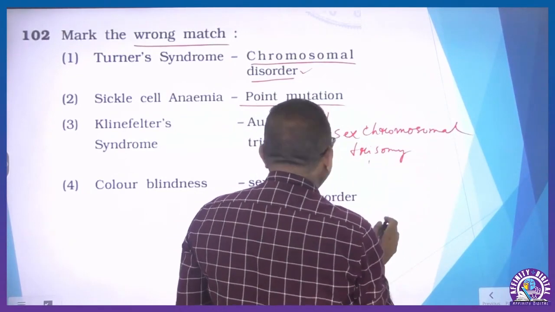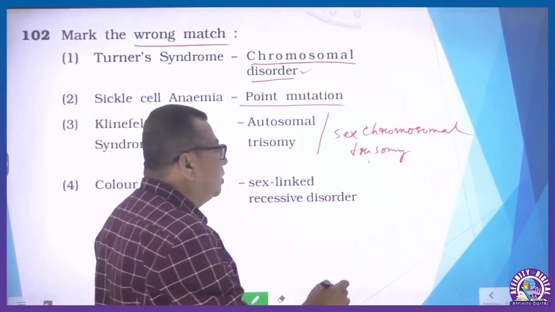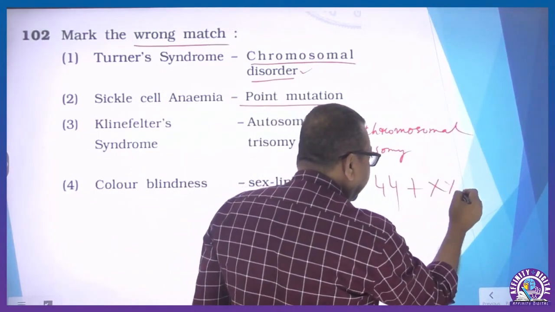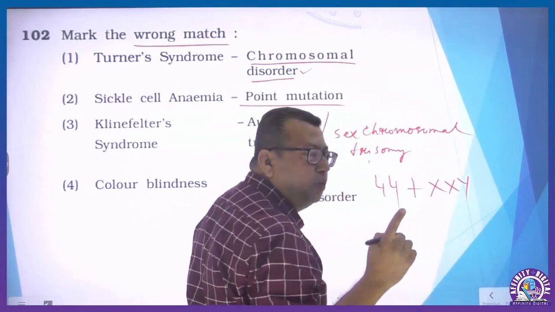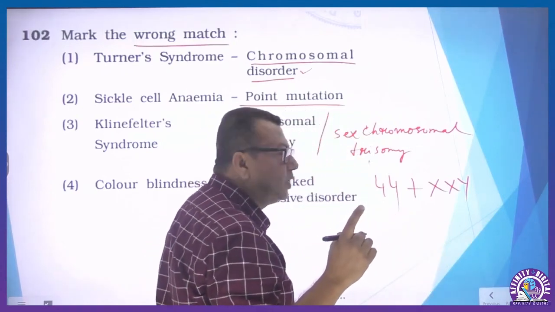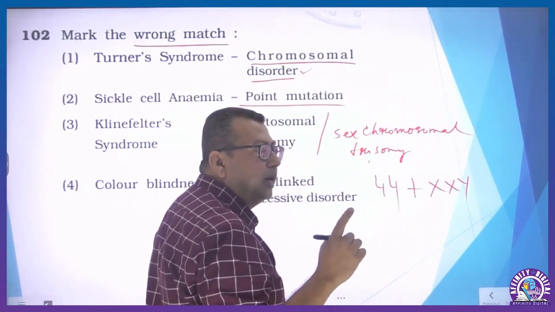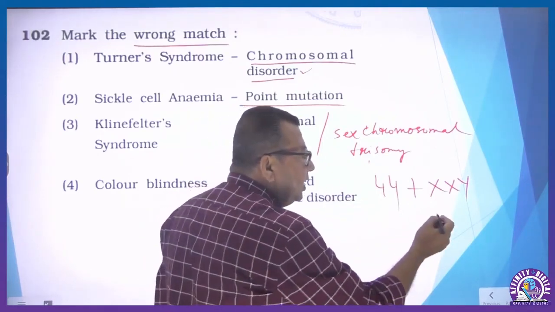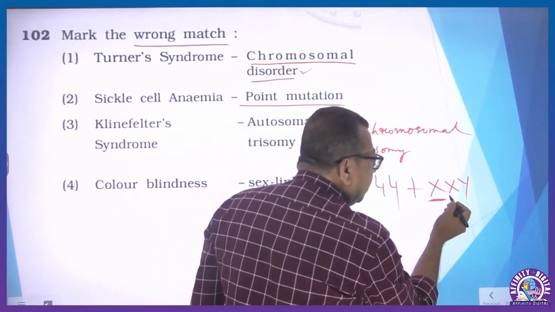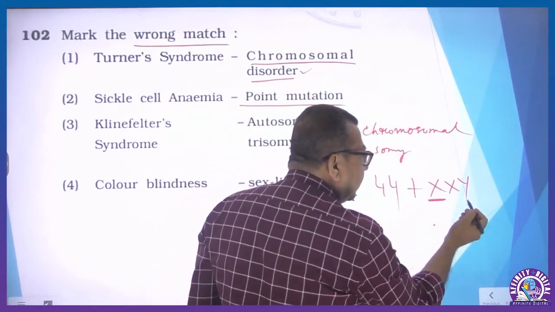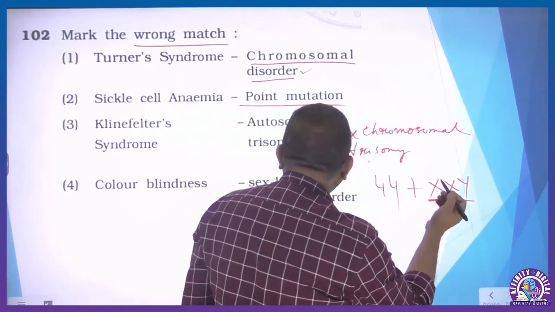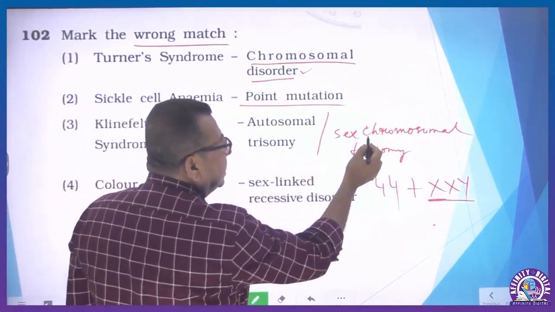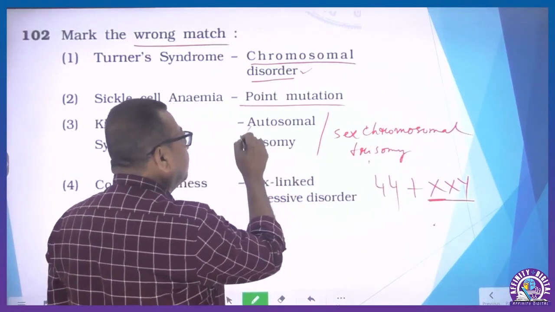And what is the genetic composition of individuals with Klinefelter syndrome? 44 autosomes plus X, Y. In normal human individuals, how many sex chromosomes are there? 2 sex chromosomes. In normal male, X and Y. In normal female, XX. But here one extra copy of X chromosome is there. That means total sex chromosomes are 3. So it is an example of Klinefelter syndrome, actually representing sex chromosomal trisomy, not autosomal trisomy.